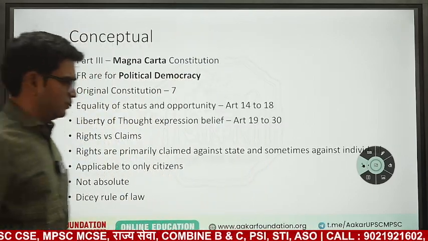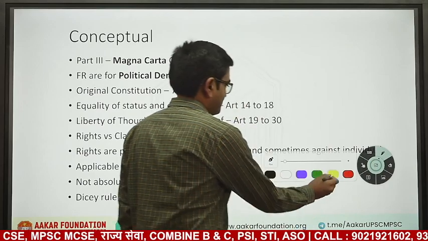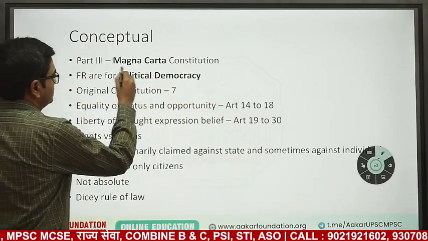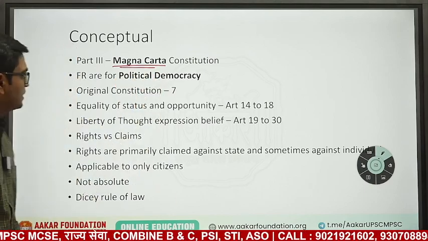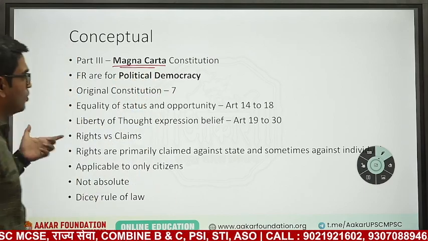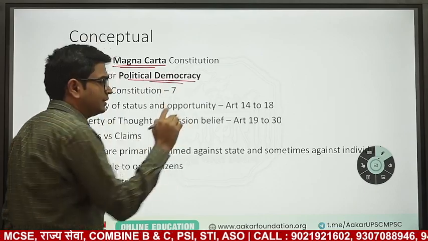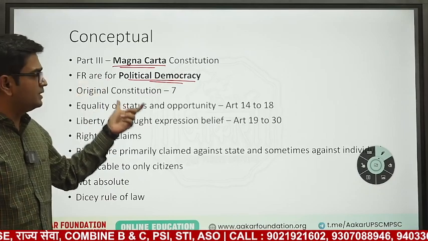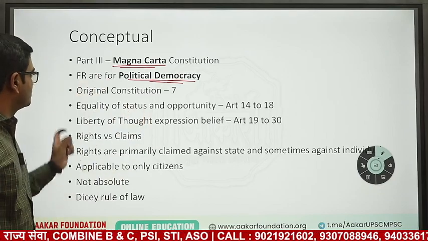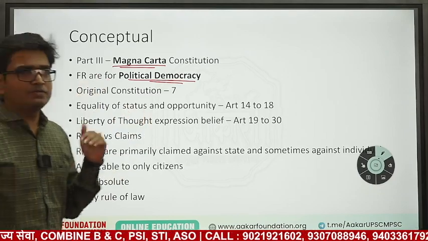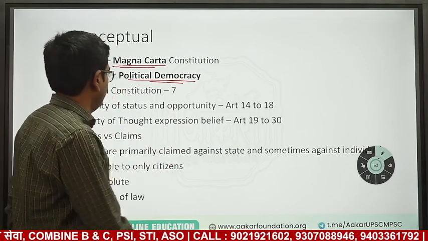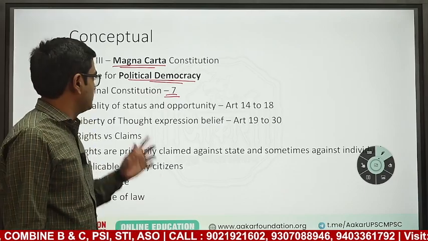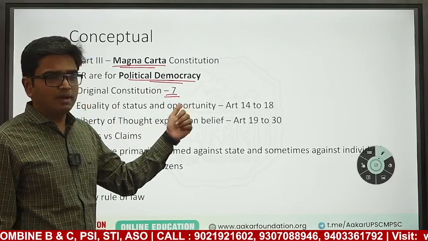There are a few conceptual points that one should be clear of regarding fundamental rights. First, fundamental rights are called the Magna Carta of the Constitution, or you can say the most important part. Fundamental rights are for political democracy, while the DPSP, directive principles, are for socio-economic democracy. In the original constitution at the start in 1950, we had 7 fundamental rights, and as of now we have 6. So what is missing? Right to property is missing.